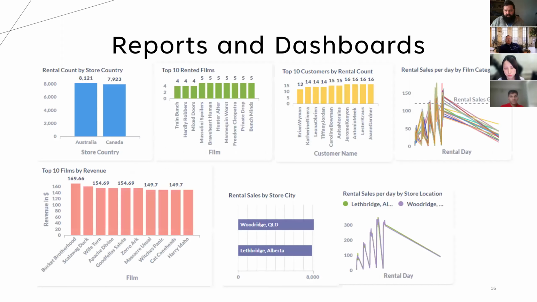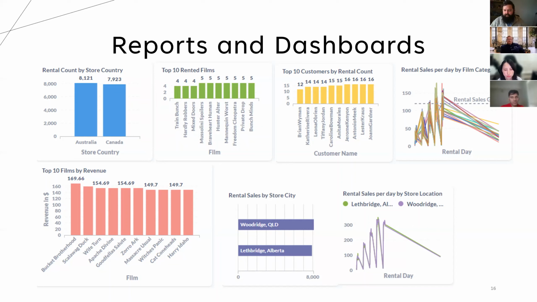So the first one talks about rental count by store country. In this visualization, we can analyze the country where Retroflix are getting their most movies rented. So this visualization gives an insight into that. The next one is top 10 rented films. It helps in the analysis of which films are performing well, and hence it will help the company in stocking up their inventory with these set of film DVDs.